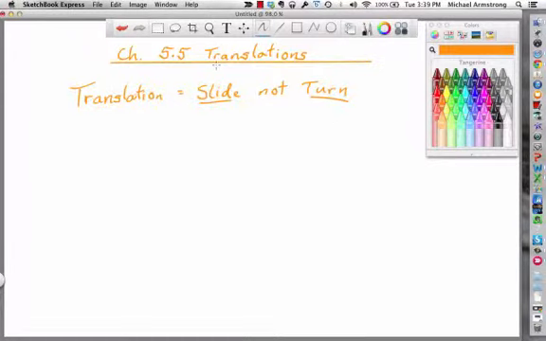Okay, chapter 5.5 is translations. And a translation means slide but not turn. Alright, you can slide but you cannot turn.